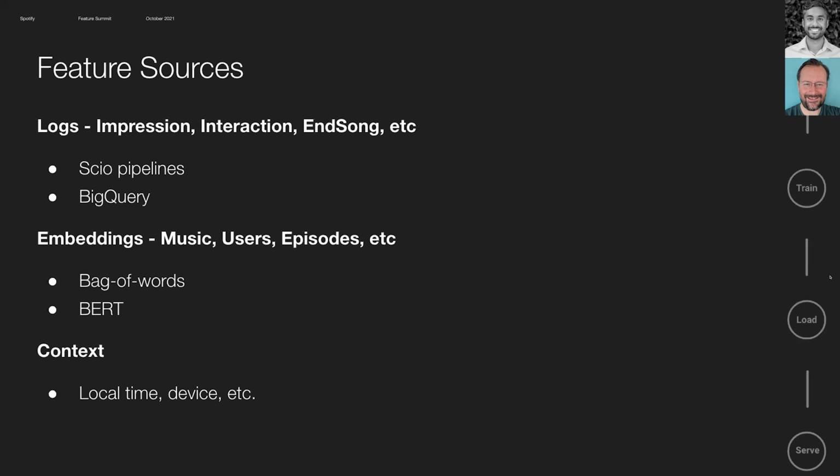And we have central teams that own some of these things, like actually collecting the logs is something that's owned centrally. Creating some of the embeddings is owned centrally. But most teams at Spotify actually do have to write pipelines in order to get data into the system.